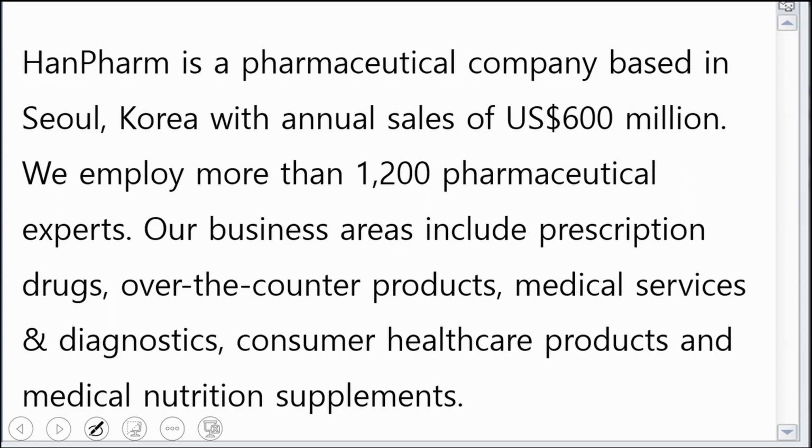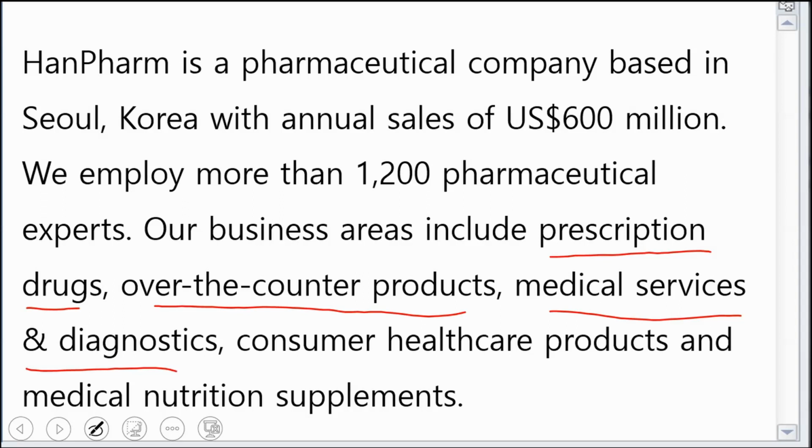You're selling your company. Our business areas include prescription drugs, over-the-counter products, medical services and diagnostics, consumer healthcare products, and medical nutrition supplements. Wow. So we have a lot of different things. It doesn't matter how many you list. If you can list at least three, that's great. Here we've got one, two, three, four, five, six, right? We've got six things. So that's great. You just want to show all the different things that your company is capable of doing.